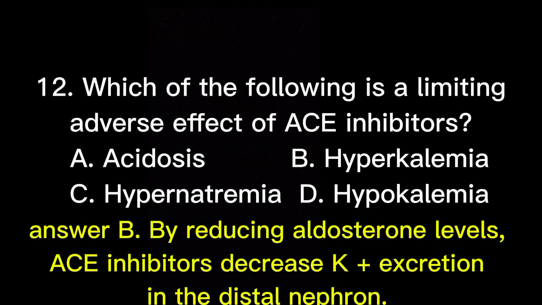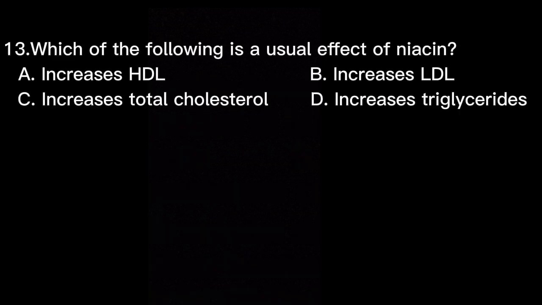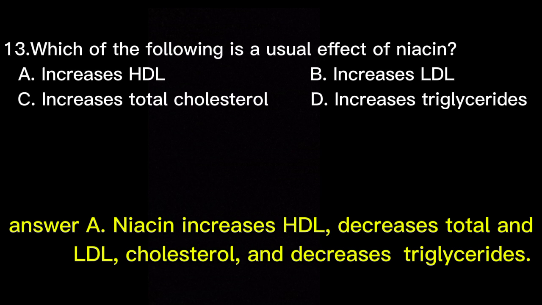Question number 13. Which of the following is a usual effect of niacin? A. Increases HDL. B. Increases LDL. C. Increases total cholesterol. D. Increases triglycerides. Answer A. Niacin increases HDL, decreases total and LDL cholesterol, and decreases triglycerides.